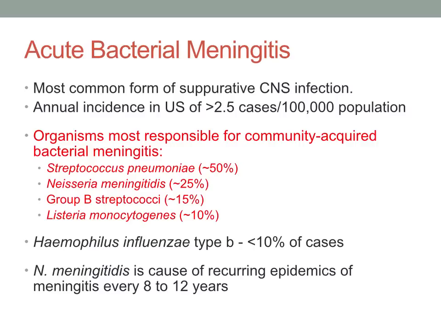Bacterial meningitis is the most common form of suppurative, aka pus, bacterial CNS infection, with an annual incidence of a little bit over 2.5 cases for every 100,000 people in a populated area. The most common organisms for community-acquired bacterial meningitis are Strep pneumo, Neisseria, group B strep, and Listeria. You need to know these organisms because it's going to become important when you choose empiric antibiotic therapy.